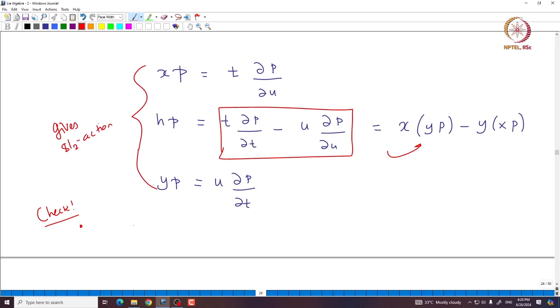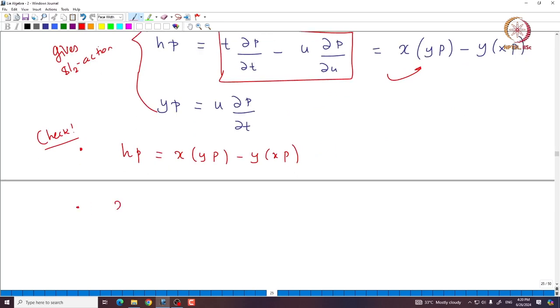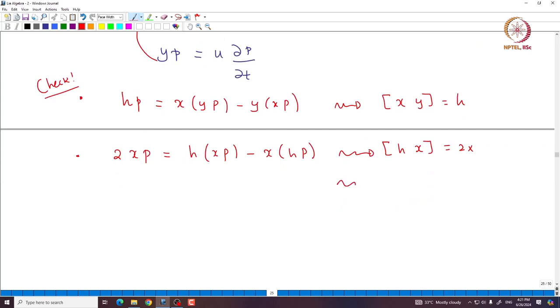How to check this? So, basically you need to check that h acting on p is the same as x acting on y p minus y acting on x p. So, that is the first formula. The second one, 2 x p should be exactly equal to h of x p minus x of h p. Okay. So, this corresponds to the bracket [x,y] being h. This corresponds to the bracket [h,x] being 2x. And similarly, the last one corresponds to [h,y] being minus 2y. So, that means minus 2 y p should be equal to h y p minus y h p. Okay. So, these formulas one can check directly. So, this is a direct computation.